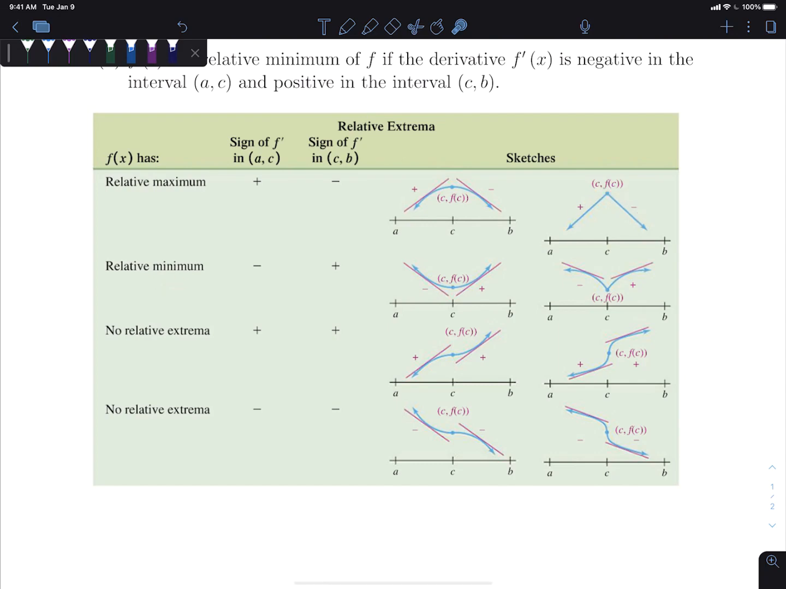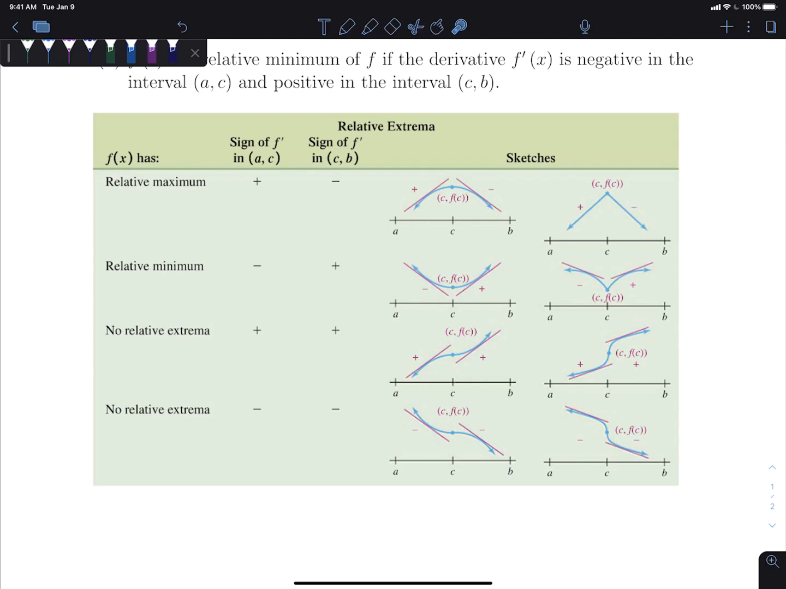For a relative minimum, if it's going down and then back up, notice it's going down then up, so that has to be a low point there, which means that c would then be a relative minimum. Same thing is happening over here. c just happens to be where it is not differentiable.